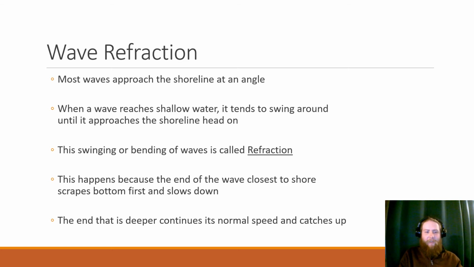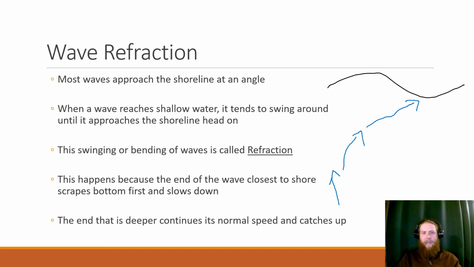All right, refraction. Instead of attacking a shoreline head-on, most waves come at it from kind of an angle. This is because as waves reach the shallow water, they swing around until they approach the shore head-on. This swinging or bending of a wave is called refraction. And this happens because the edge that's closest to the shore scrapes the bottom first and slows down. The end that is deeper continues at a normal speed and catches up and overtakes it.